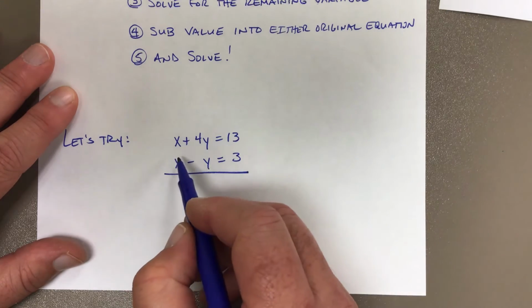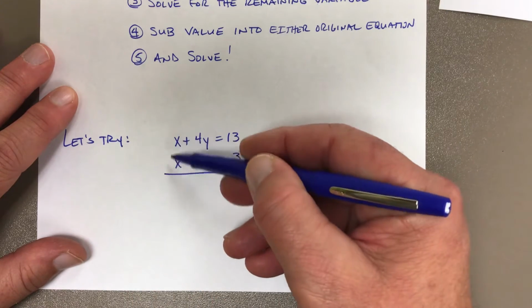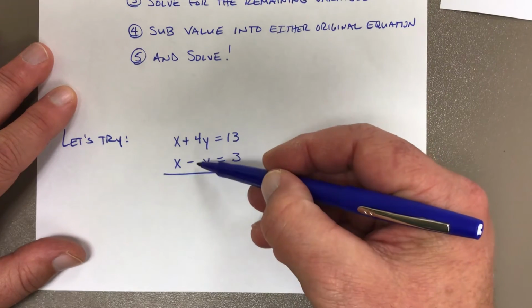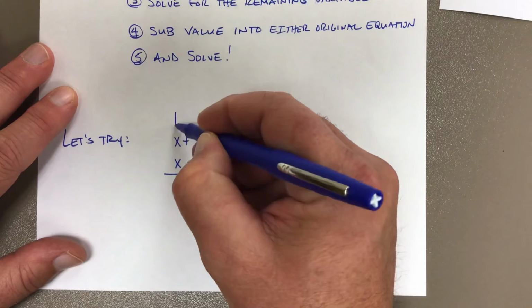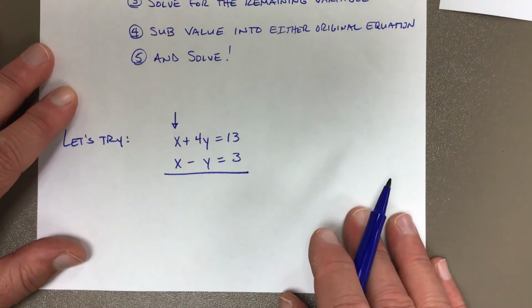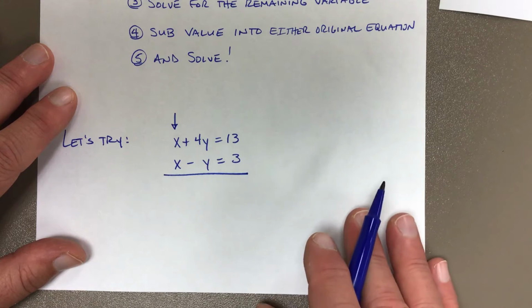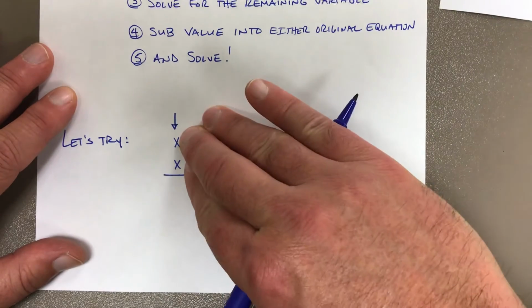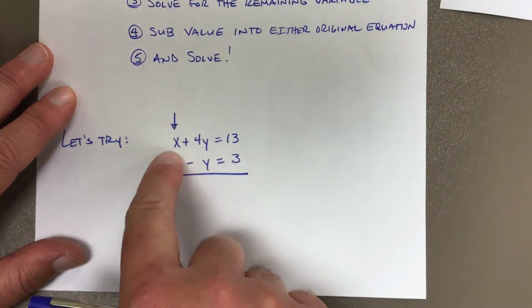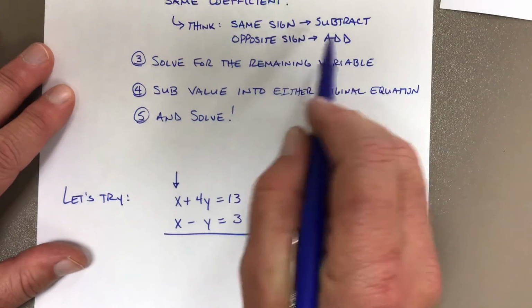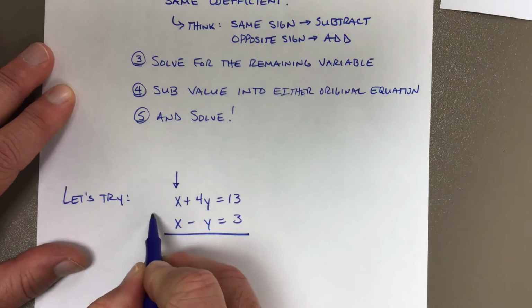Now, we look at the coefficients. The coefficients on the x are 1s, and we look at the coefficients on the y's, it's 4 and -1. So the x's are the ones that have the same coefficient. That's the one we're going to eliminate. So we look at that sign. We don't care about any other signs. This is a positive, this is a positive. So same sign, subtract. So we're going to subtract this.